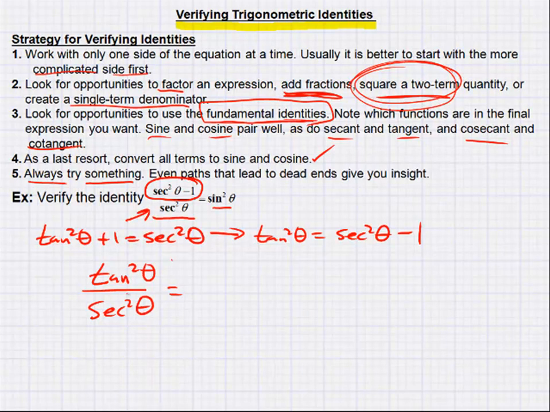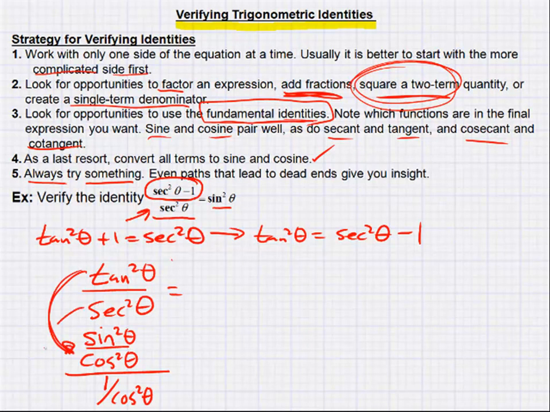Well, another thing I can do is say tangent is sine over cosine. So tangent squared would be sine squared theta over cosine squared theta. So this is turning into that. But that's still over secant squared, but secant squared is 1 over cosine squared, using my reciprocal identity. So I use my quotient identity to get to here. I use my reciprocal identity to get to here.